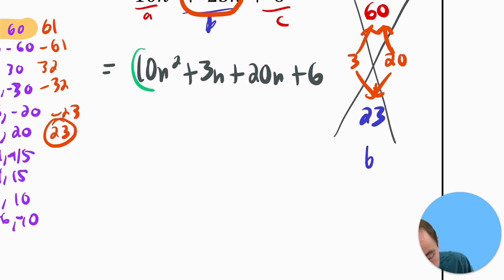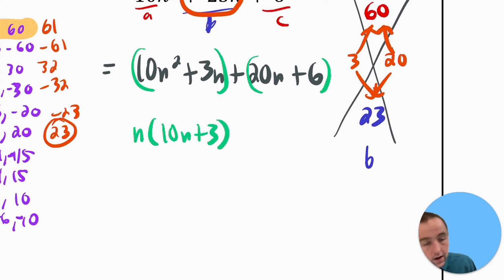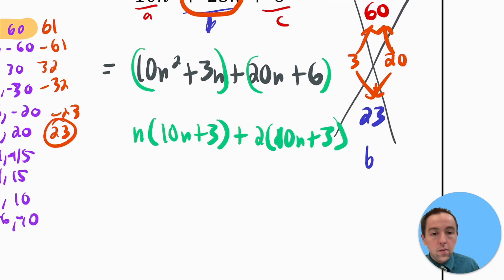So if I put those in the same group, I look for a GCF. In that case, they have the n in common and that only. So I'm going to take out an n, leaving me with 10n plus 3. And then in that group right there, 20 and 6 have a 2 in common, so plus, and I can take out a 2, and then I end up with a 10n plus 3.